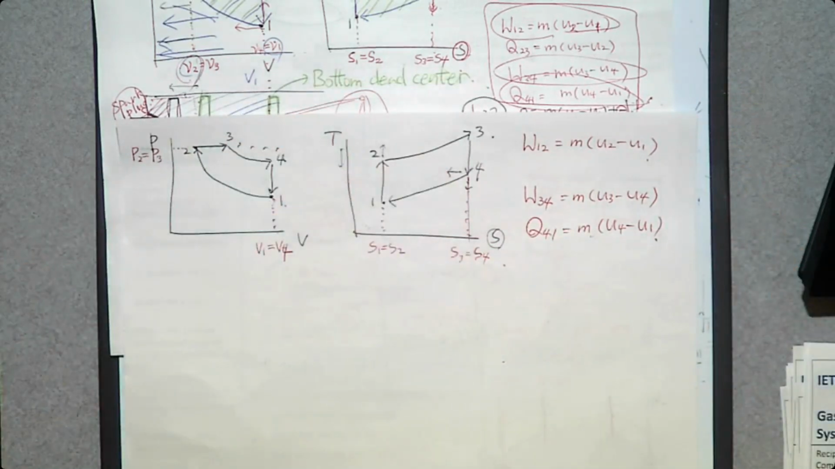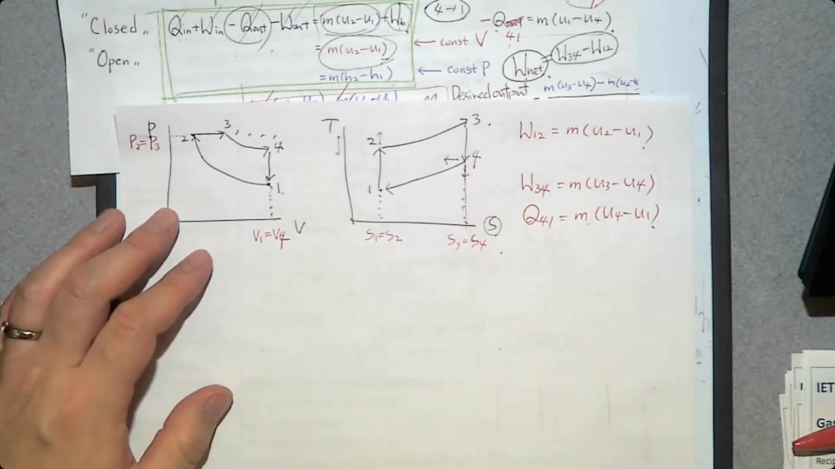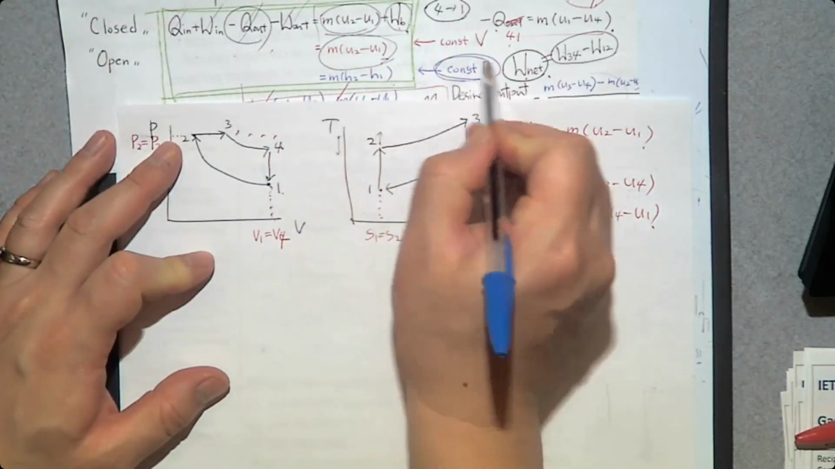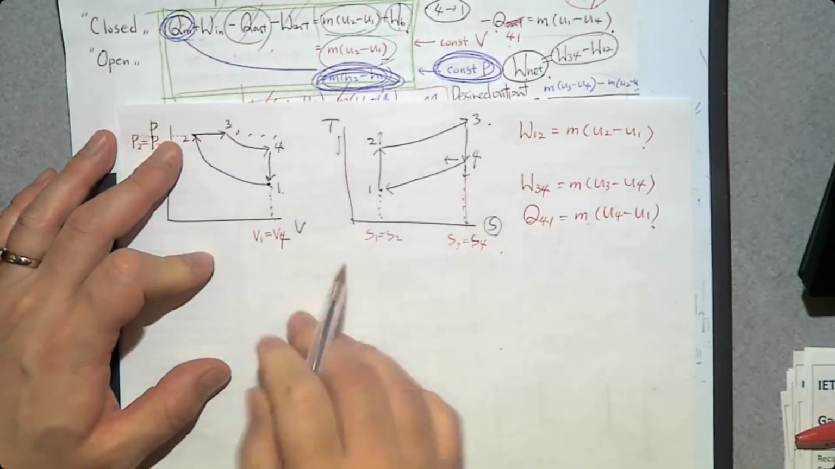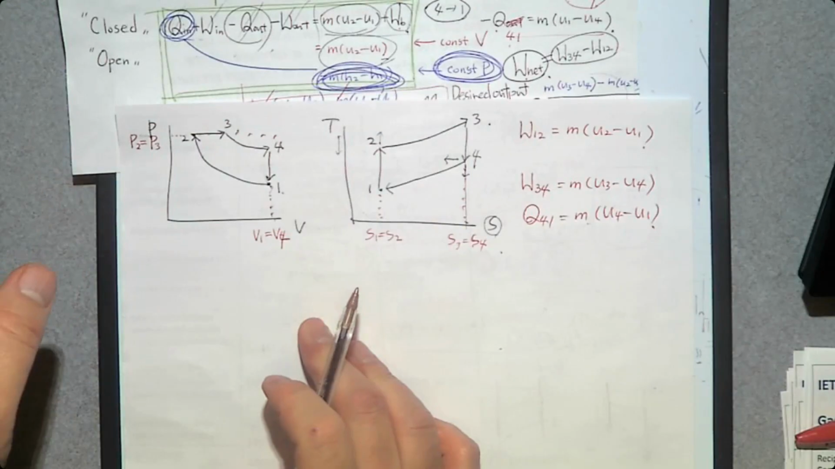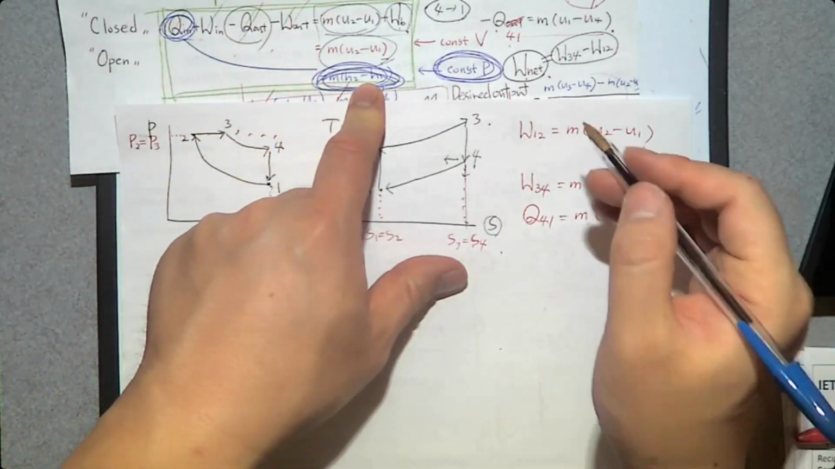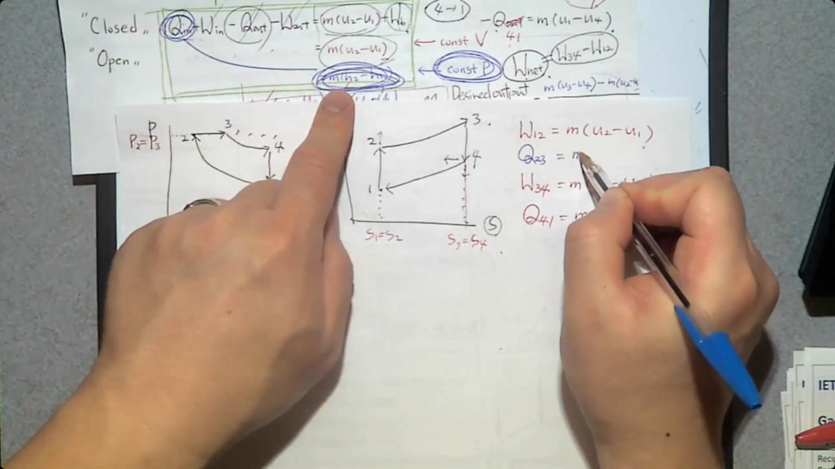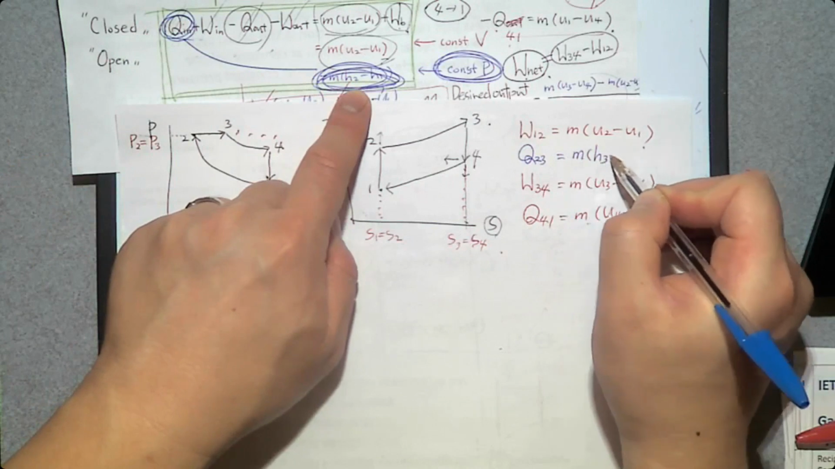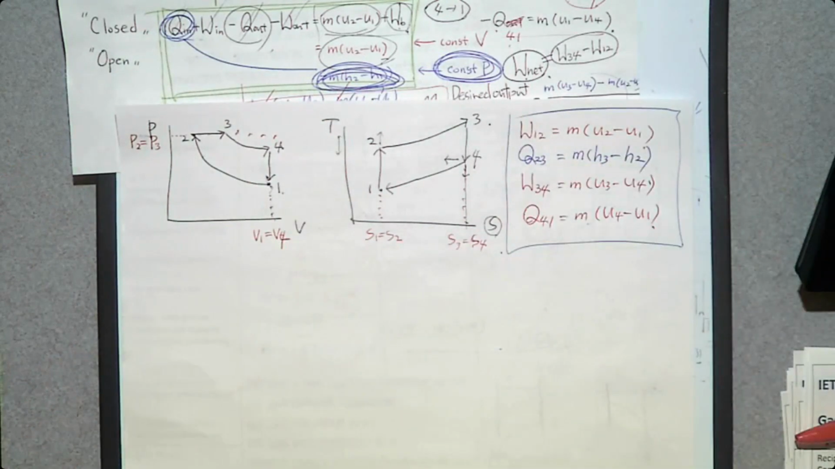What about process 2 to 3? It's going to be a constant pressure process. So we are going to use the constant pressure relation when heat is added. So Q23 is mass times H3 minus H2. So that's how you determine the energy balance equation.